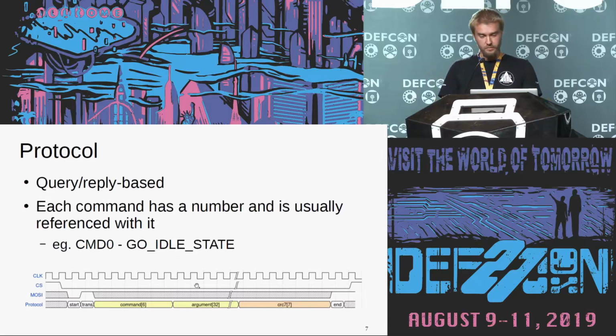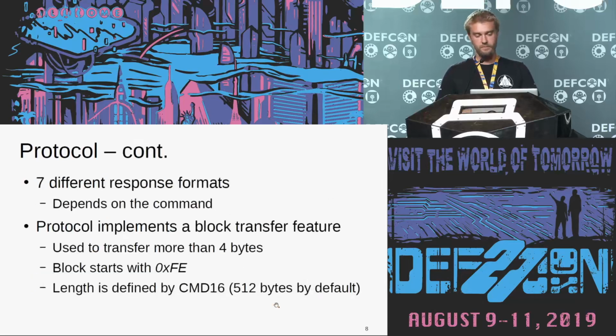There's a communication protocol. It's using 6 bits for a command. Then you need to send up to 32 bits of arguments. There's a CRC and some bits. The good thing is that in the SPI mode you don't need the CRC, so you can just put all zeros and that's fine.